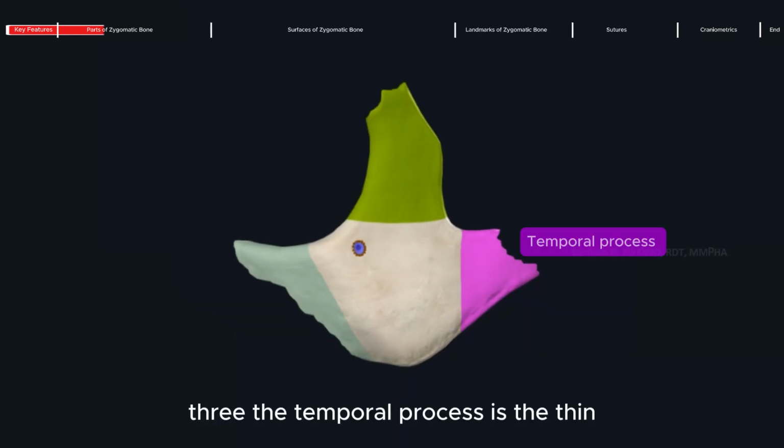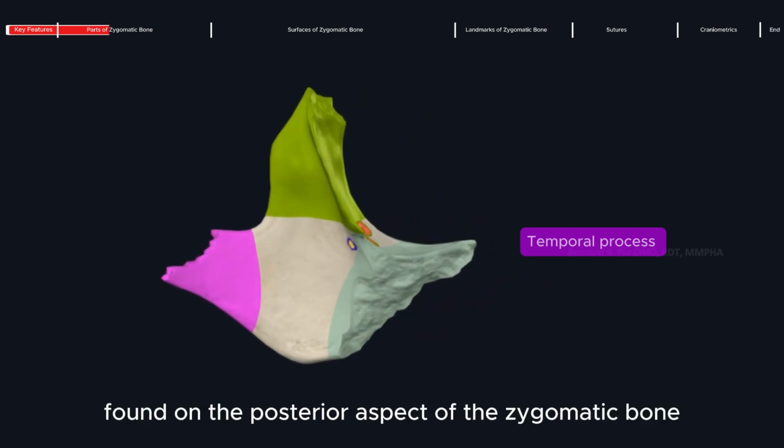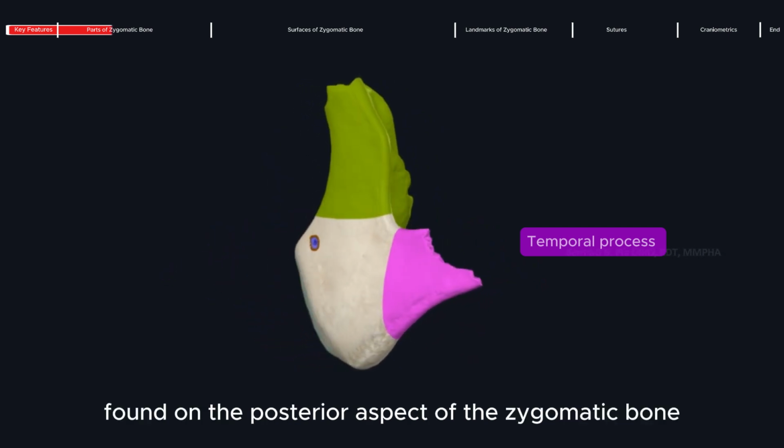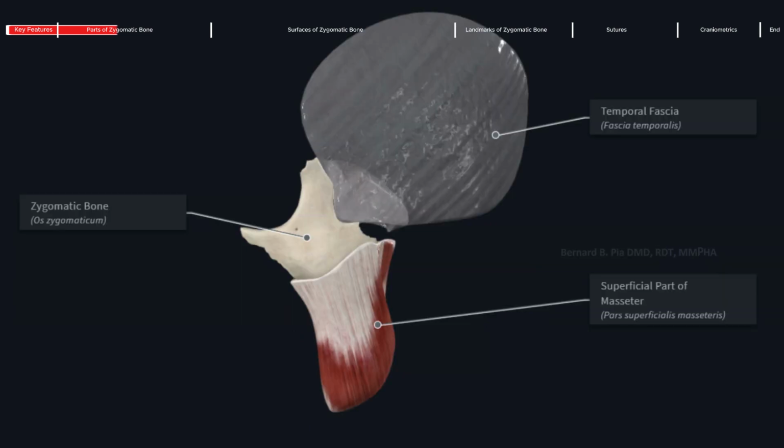3. The temporal process is the thin posterolateral projection found on the posterior aspect of the zygomatic bone. The temporal process provides an origin site for the masseter muscle and an attachment site for the temporal fascia.